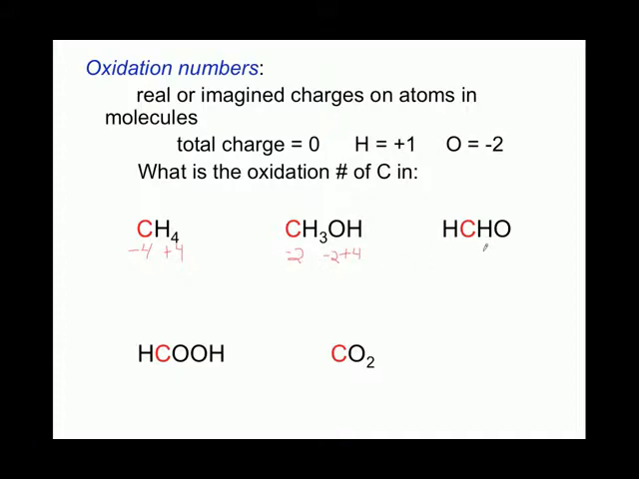Over here, we're going to continue on. I get 2 hydrogens. That's going to be plus 2. I have the 1 oxygen, that's negative 2. Now that already adds up to 0. That means the oxidation number of carbon here has to be 0.